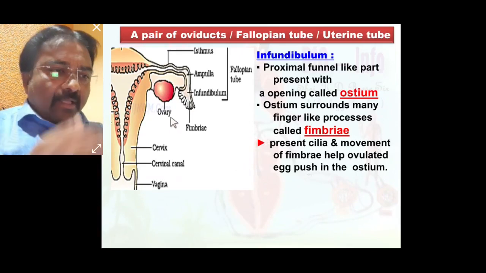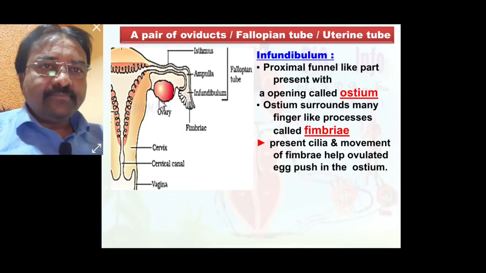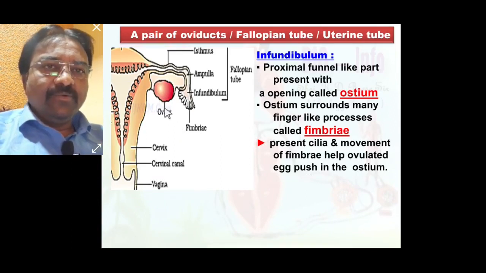When the ovulated egg is captured by the fimbriae of the infundibulum, through the movement of the cilia and fimbriae, the egg is pushed into the ostium in the infundibulum.